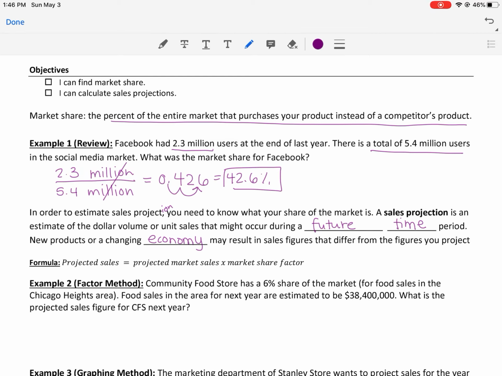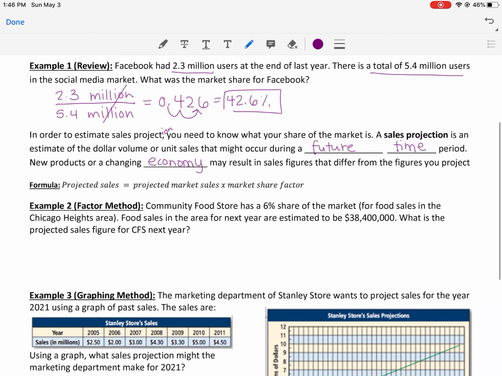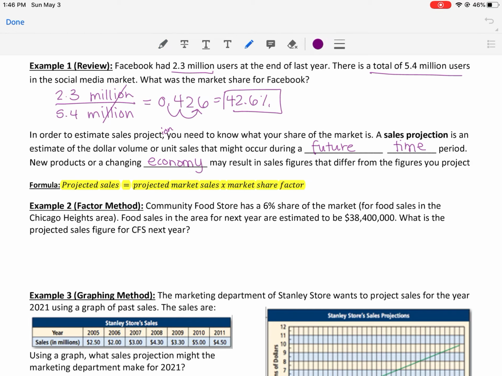So just like today, given this current economic situation, right, we're going to look at some food stores. They may have sold more than what they expected, but maybe a clothing store would have sold less. But it all just kind of depends on what products you have and what's going on. So our formula for today is the projected sales equal the projected market sales times the market share factor. So this might be like a percent, right? Percent as a decimal. Or remember last time we divided, so it's just like that decimal, right? You think about it like the ratio.